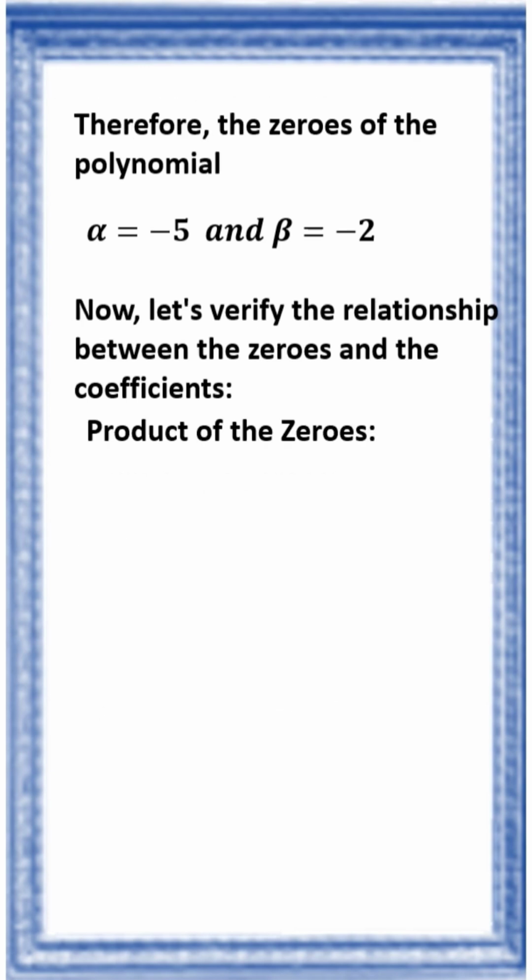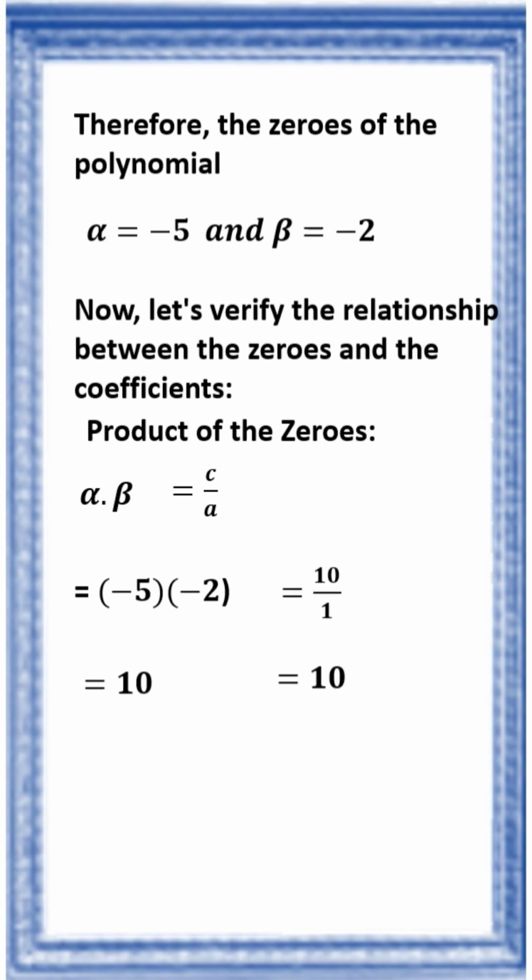Now product of the zeros, alpha into beta, is equal to the constant term c by the coefficient of x square, that is a. Alpha is negative of 5, beta is negative of 2. If you multiply these two, you will get 10. c is 10, a is 1, let us substitute, 10 by 1, that is equal to 10.